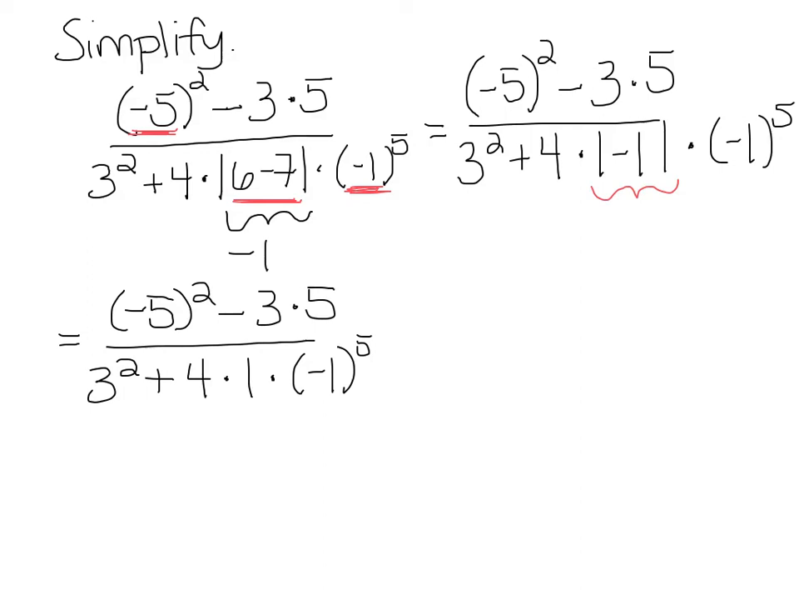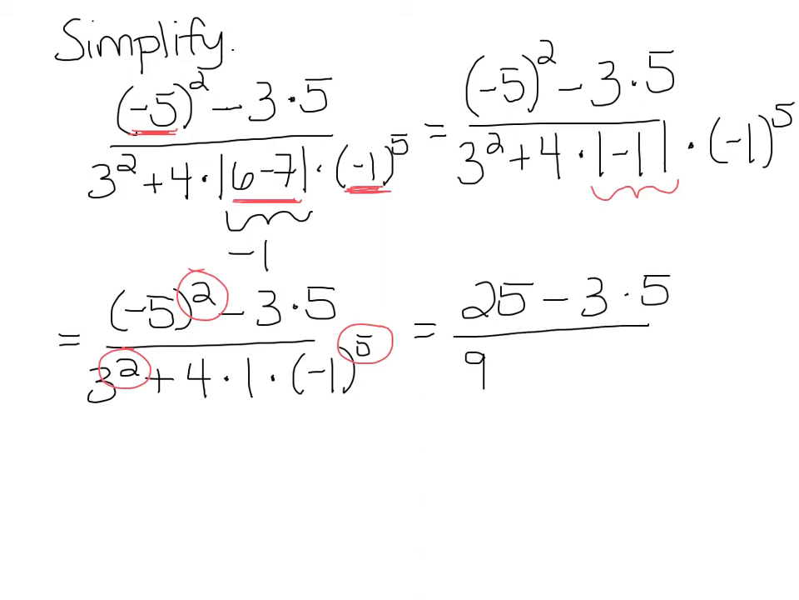Now that the parentheses is done, we're going to move on to our next step, exponents. We have an exponent here, and here, and here. -5 squared is +25. 3 squared is 9. -1 to the 5th power is -1. And the reason why is because there's 5 negatives. Remember, when you have an odd number of negatives, it's going to be negative.